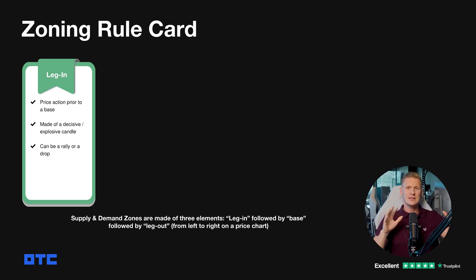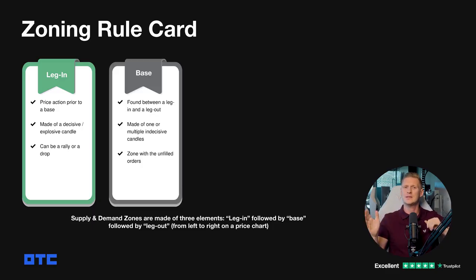The leg in. This is the price action leading right up to the base. It should feature either a decisive or an explosive candle, whether it's a rally or a drop, depending on the formation. The base. The base sits between the leg in and the leg out. It consists of 1 or more indecisive candles, marking the origin of the imbalance. This is where unfilled orders build up, creating the foundation of the zone.